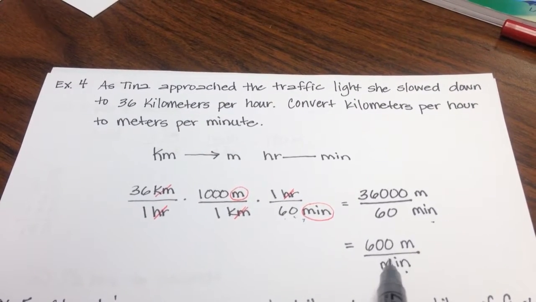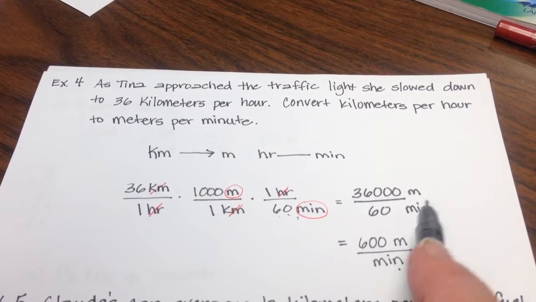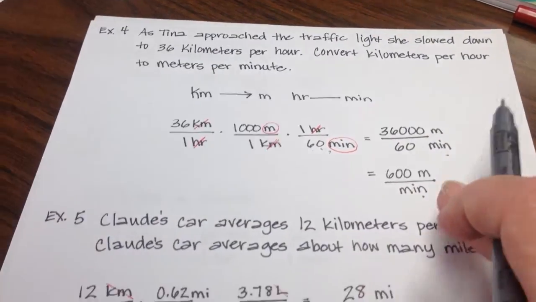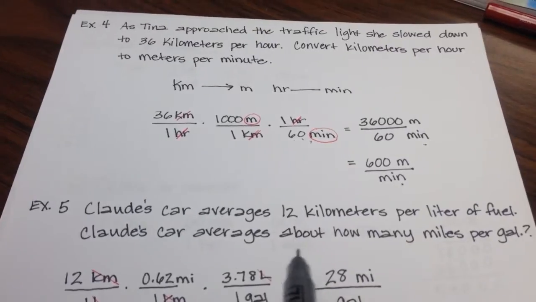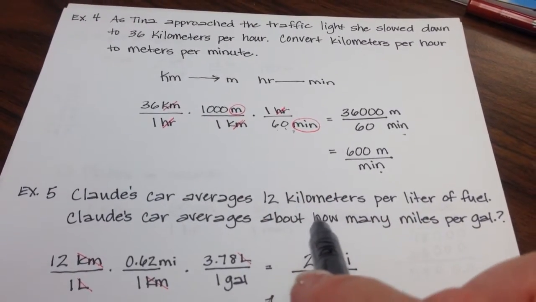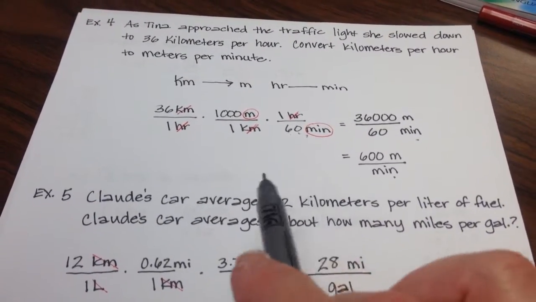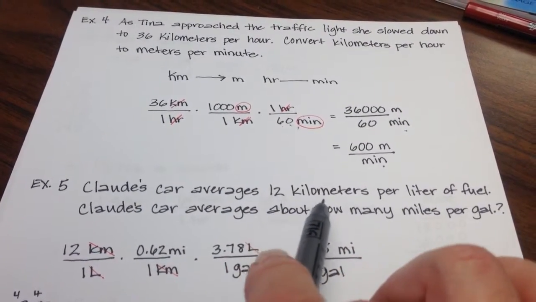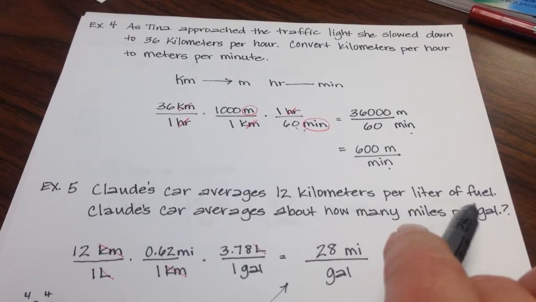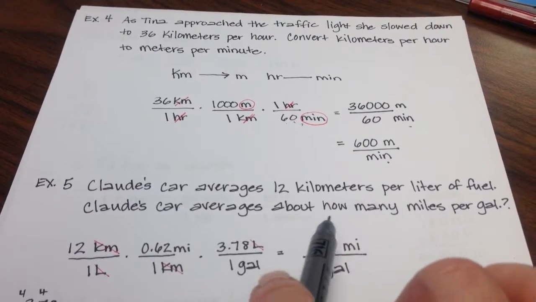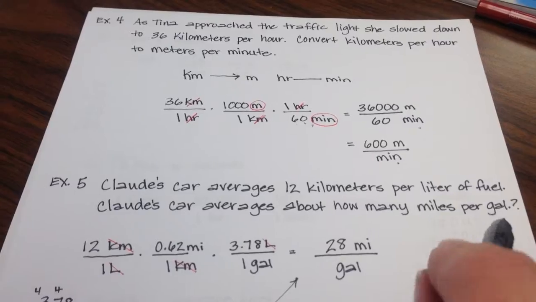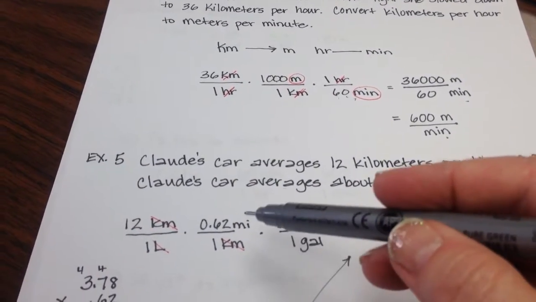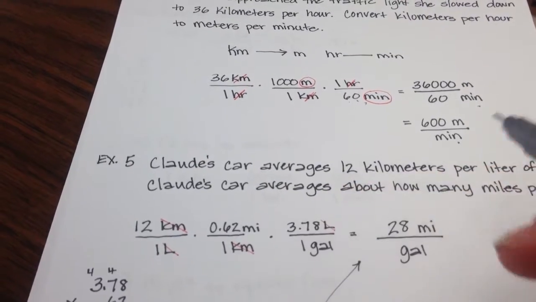All right? Let's do another one. They like to switch from kilometers to gallons and liters and all that stuff, so we need to know these by heart. So Claude's car averages 12 kilometers per liter of fuel. Claude's car averages about how many miles per gallon? Well, here you need to know how many miles are in a kilometer, and you can look back in the book, it lists it.